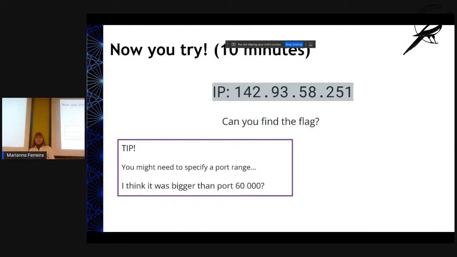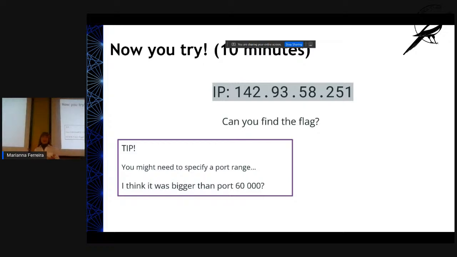Now we're going to use that same IP from before, and I'm going to give you guys a hint. There's another flag hidden on a very large port. So you're going to have to look through the port range, with 60,000 as the lowest end, and the largest end you're going to have to figure out. Maybe you might want to use Google and ask, what's the largest number a port can be, so you know what you're looking through. And then see if you can find that flag.